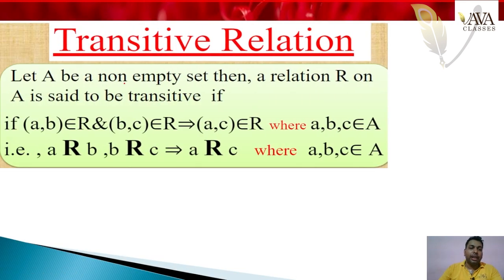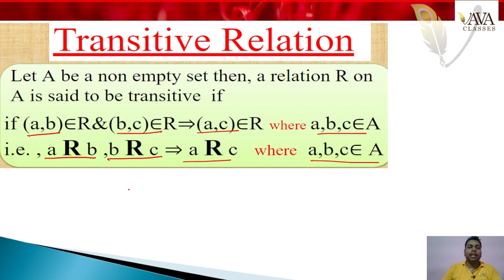Transitive relation. Let A be a non-empty set. Then a relation R on A is said to be transitive if (a,b) belongs to R and (b,c) belongs to R, that implies (a,c) belongs to R, where a, b, c belong to A. That is, a is related with b, b is related with c, that implies a is related with c. So that is called a transitive relation.